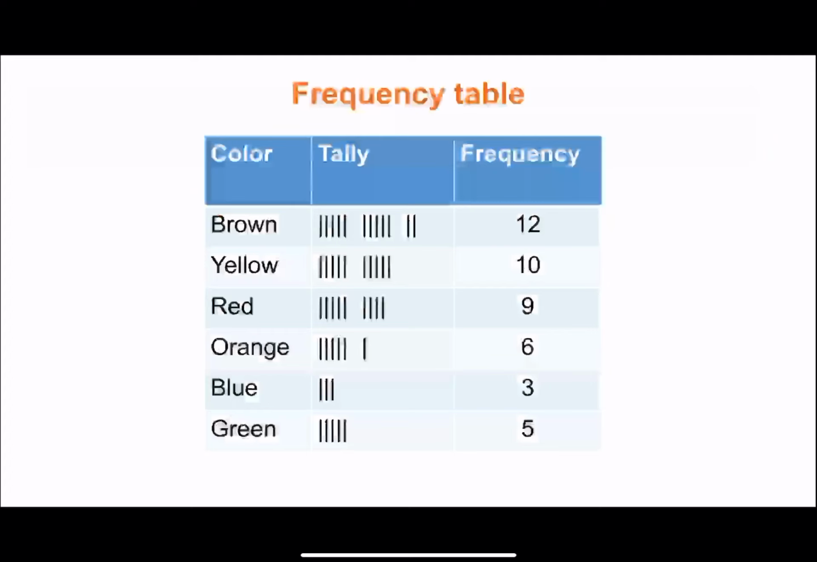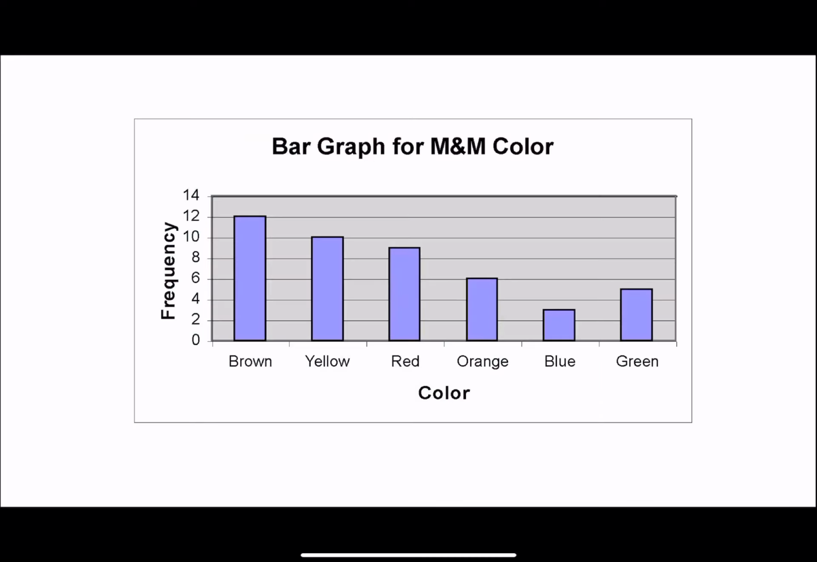So here is my frequency table. We already had that. And I'm going to use these to tell me how tall each of the bars should be. So here we go right here. You see I have brown and it goes up to 12. I'm counting by 2 on the frequency. The frequency is along the left side. It would be my y-axis if you're looking at a graph. And then my x-axis would be the color.